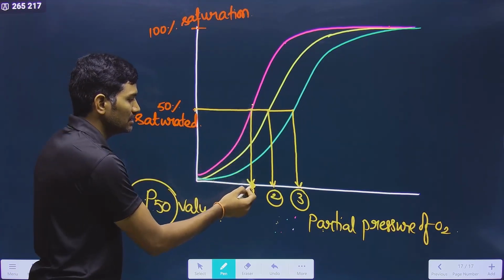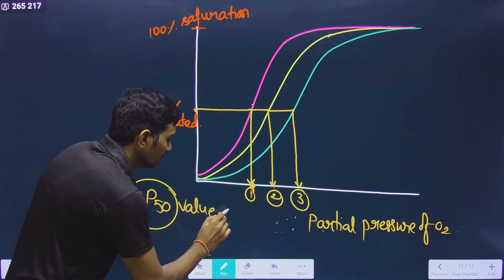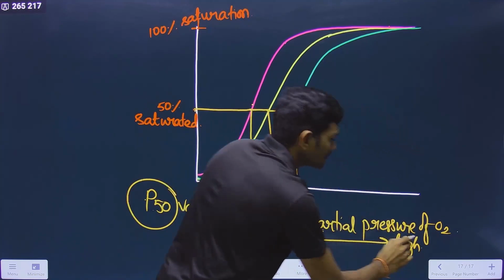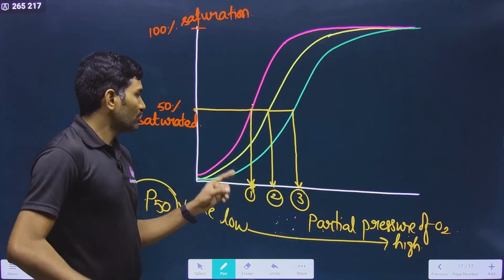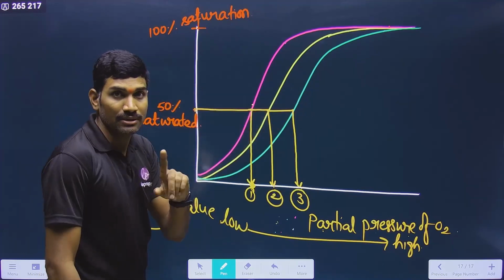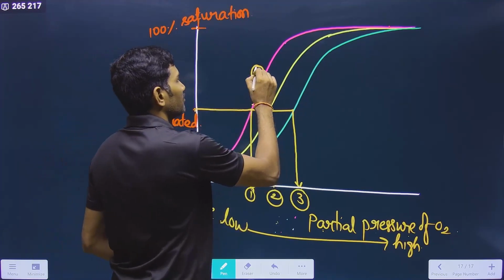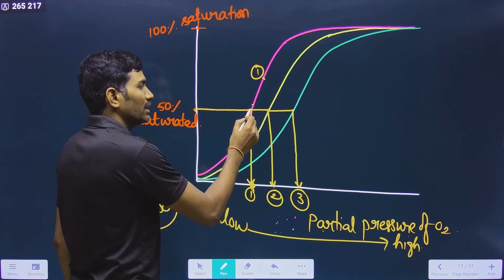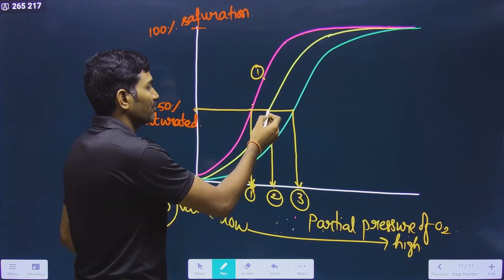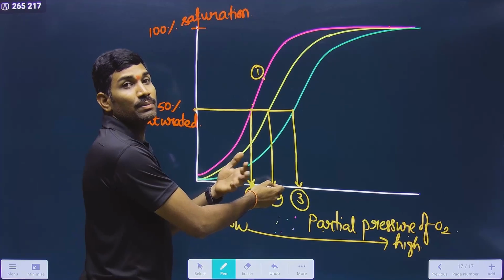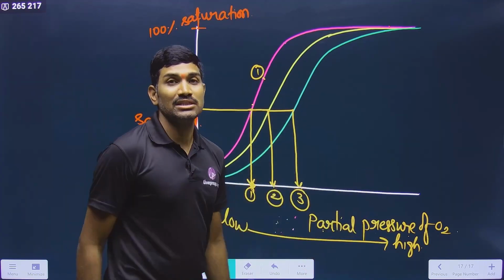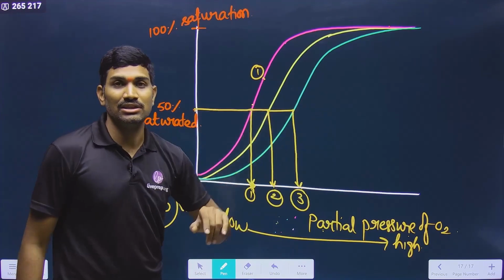For this first condition, this much is enough. Please remember, the left side is low partial pressure and the right side is the high partial pressure. I already told you, for all three, 50% saturation is this one. But for the first type of molecule, to get 50% saturation, less partial pressure is enough. For the second one, a little bit more partial pressure is needed. For the third one, still more partial pressure is needed to get the same 50% saturation.